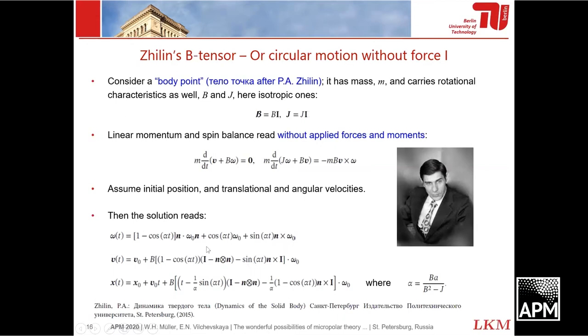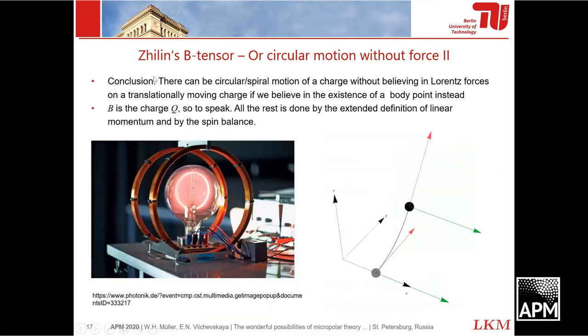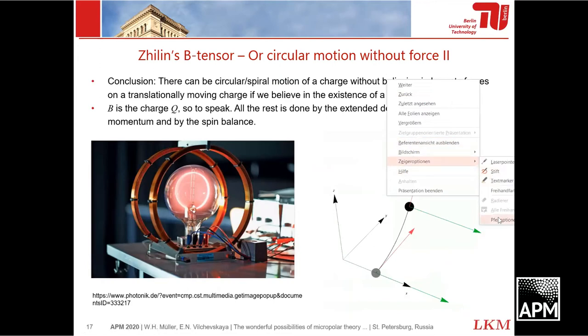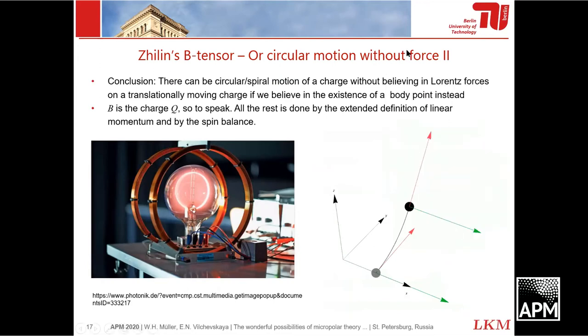So what does this solution tell us? There is circular motion without forces. This is what it tells us. So here's our conclusion. There can be a circular or spiral motion of Tyelo Tochki, let us say a charge, electric charge, without believing in the Lorentz forces of a translationally moving charge, if we believe in the existence of a body point instead.